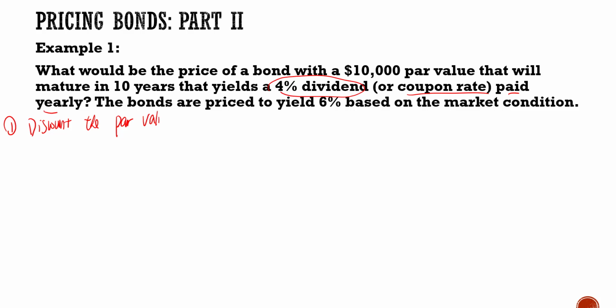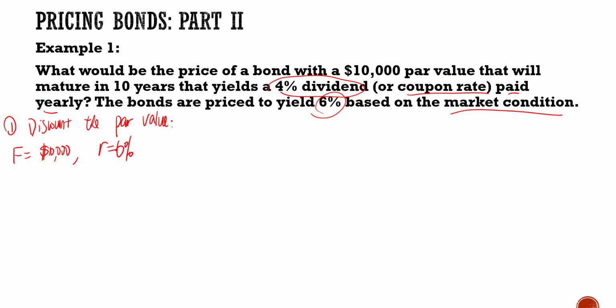So par value is $10,000. We're going to discount the $10,000 using compound interest formula. So $10,000 is what the investor, or bondholder, will get in 10 years. So that's a future value of $10,000. We also know the rate. So rate is based on the market rate. We call this fixed interest rate based on the market condition. And this rate actually is average return for all the bonds in the current market. So rate here is 6%.